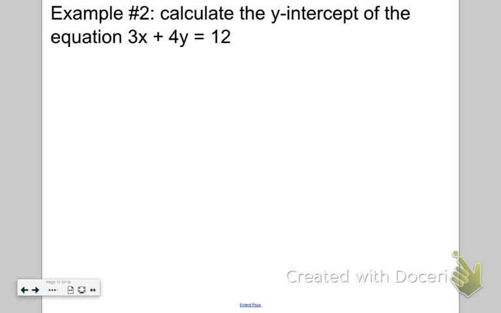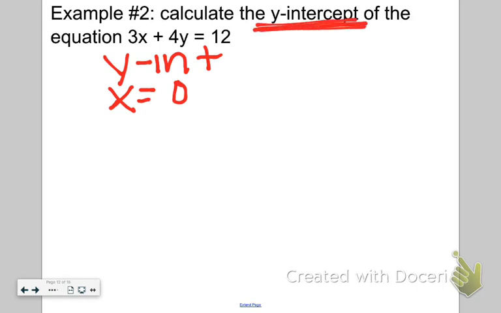Alright, so here's our example. So example number 2. Calculate the x-intercept of this equation. Alright, so I'm looking for the x-intercept. Remember our notes we just wrote down? That means if I'm looking for the, I think I said x-intercept, but if I'm looking for the y-intercept, that means my x value is 0. So if I'm looking for the y-intercept, x has to be 0.